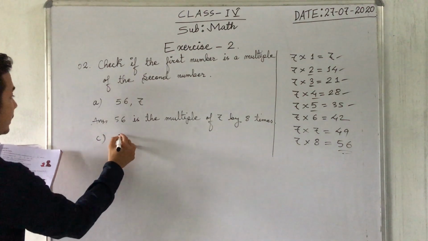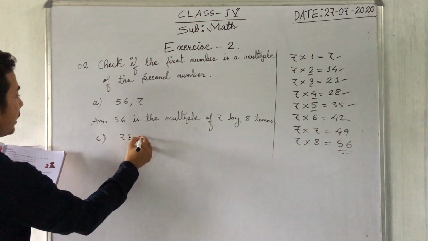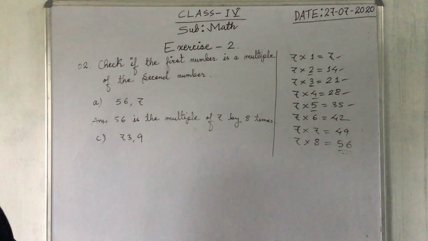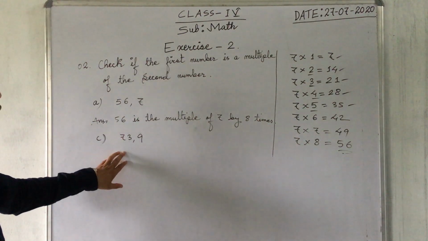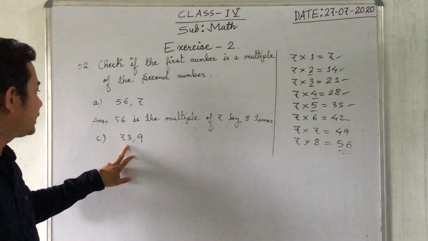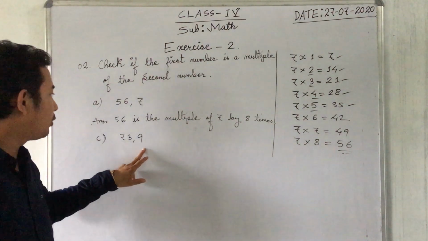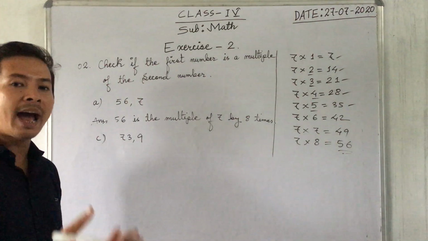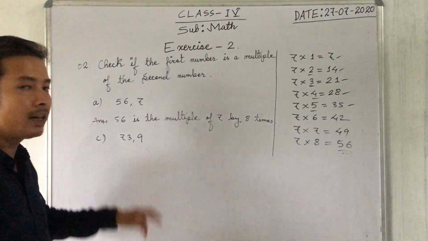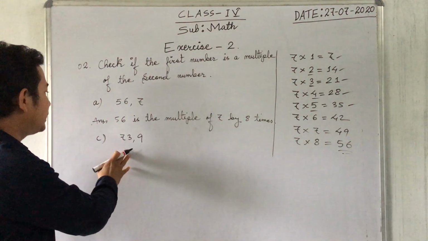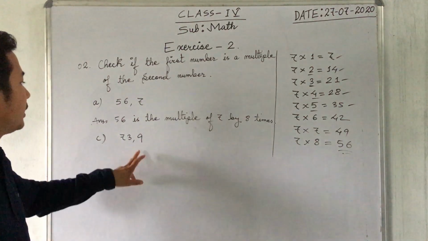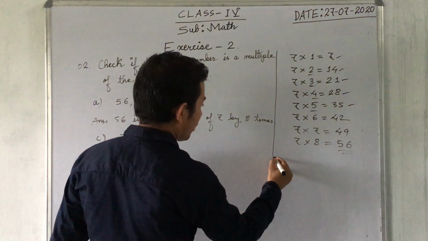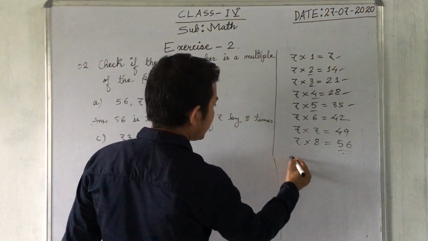In number C there is 73 and 9. Here we have to find out whether this first number, 73, is a multiple of the second number, 9, or not. So for that we need to know the table of 9. Look at here. What is the table of 9?